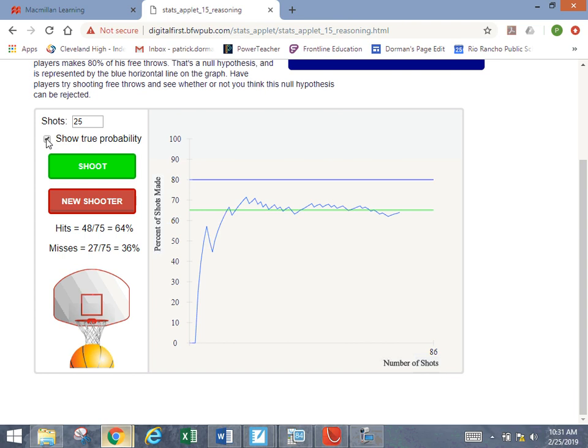So the idea is we can do a simulation, right? His claim is that he shoots 80%. We did a simulation and found that his percentage was much lower than 80%, because he actually shoots at around a 65% probability. So we have evidence that he's a liar.